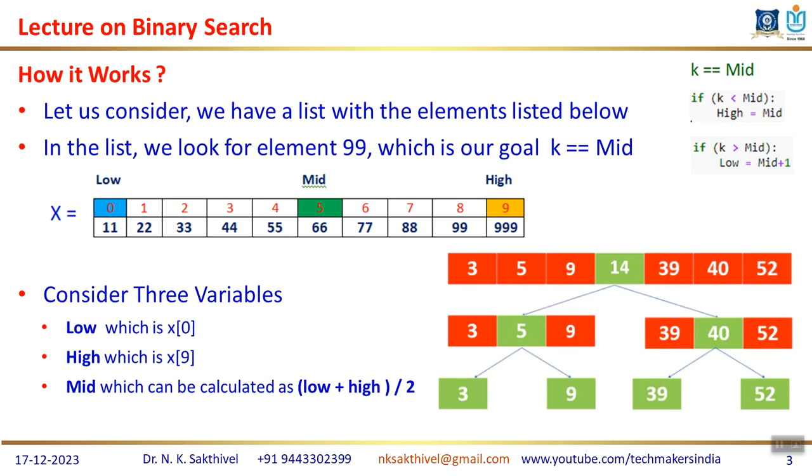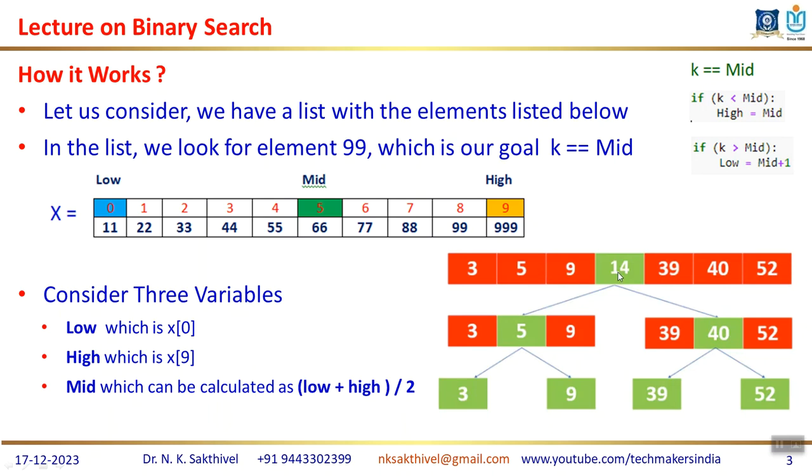Because of this, it has the fastest searching performance. Let us consider 2 crore numbers: this side 1 crore, this side another 1 crore. So this 1 crore numbers won't be searched. Please understand, this is the efficiency of binary search.